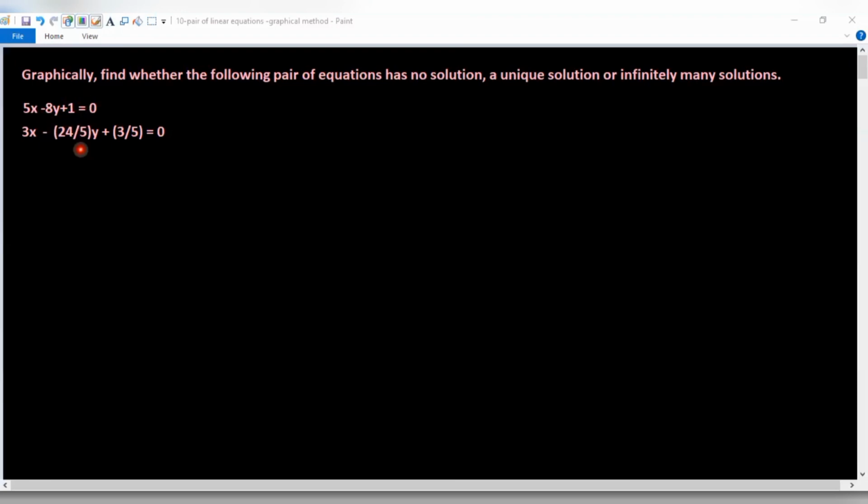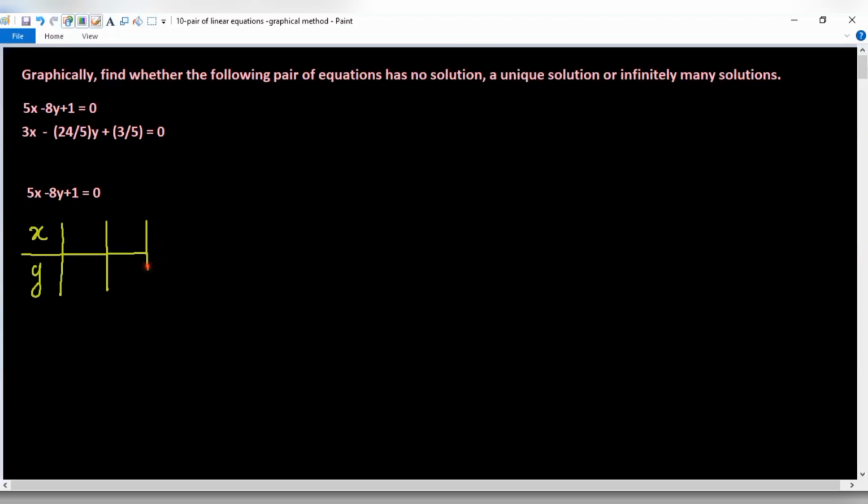Now we have to plot these two lines. First, the given equation is this. First of all, we have to find out two or three pairs of values for x and y. That is the possible coordinates for x and y, so that we can plot. So we'll write the value of x here, then the value of y here, like this.